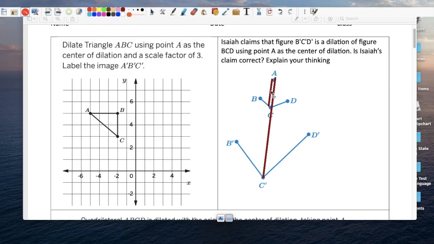Look at that. That's 1, 2, 3. Or did I make that too short? Yeah, I made that too short. Well, yes. So it is 3 times, which matches the dilation that we did from AB to A prime, B prime. What about the last one over here?